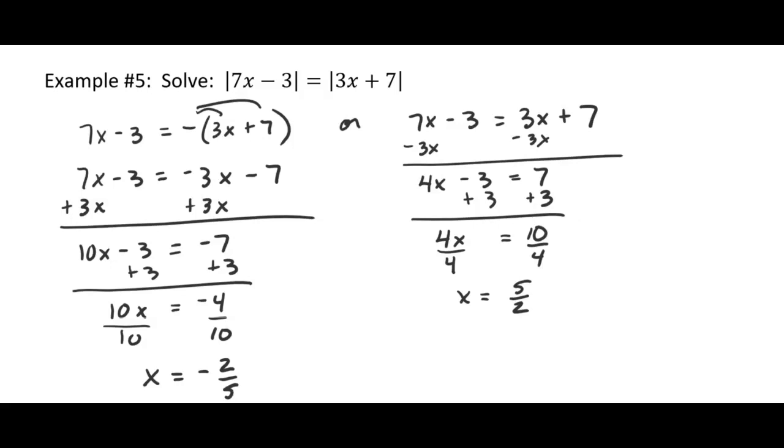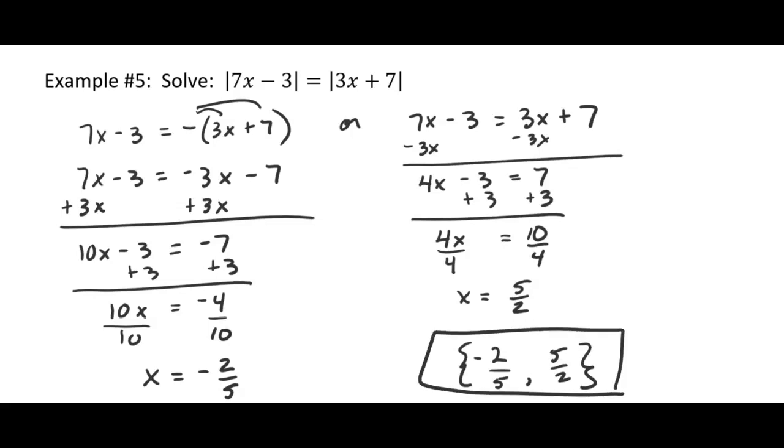They could have had 5 and 2 on one of the sides, so then that would have been different. But okay, so the answers are negative 2/5 this time and 5/2. So it's just a fluke that those kind of numbers were the same. Okay, there you go.